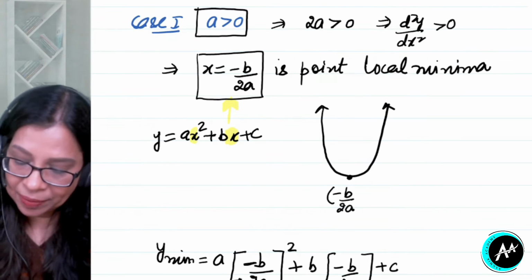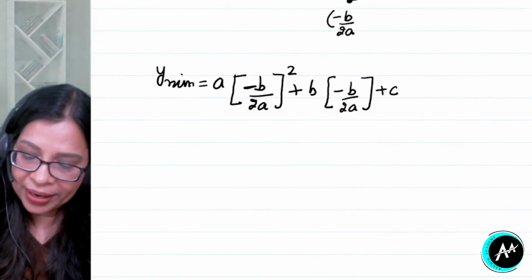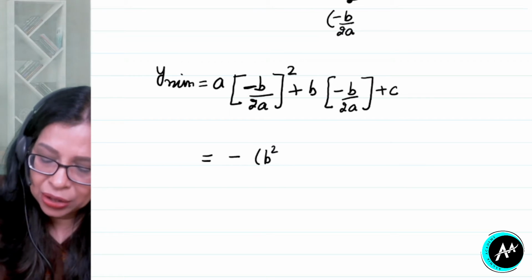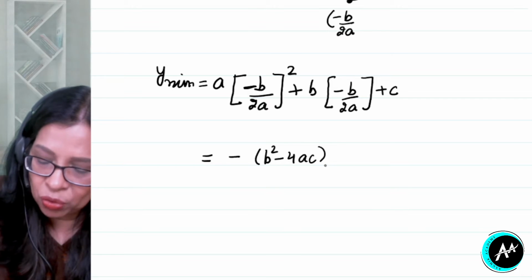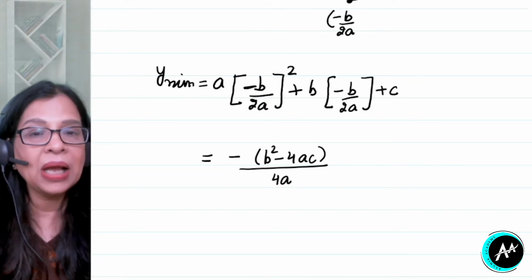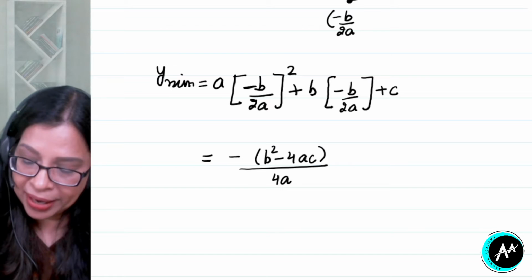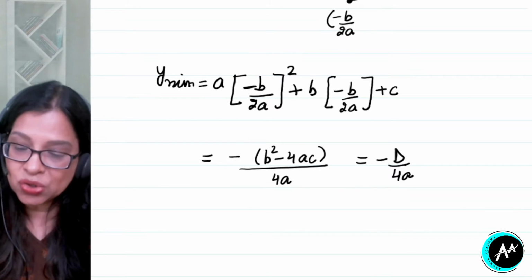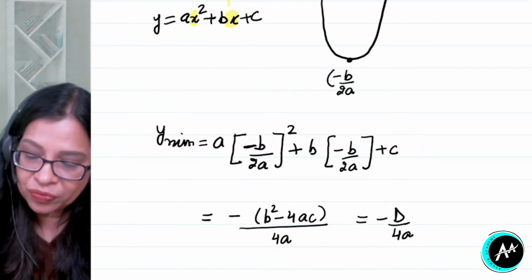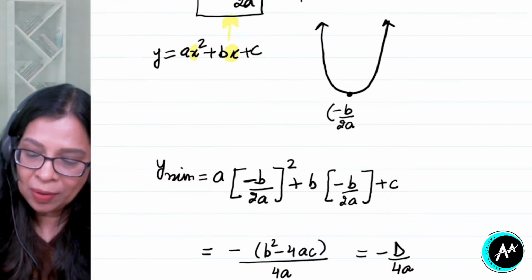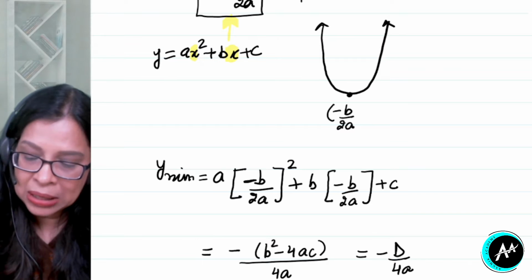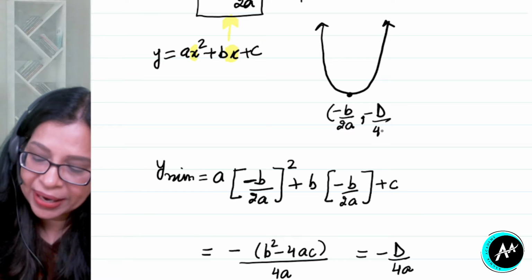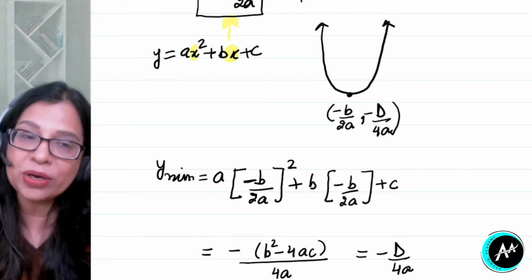Now let us see what we get. If we solve it, on simplifying, you can take the LCM and simplify. You will get minus of b square minus 4ac divided by 4a. And what was b square minus 4ac? The discriminant. So you can say the minimum value will be minus D upon 4a. So if the x coordinate of this vertex is minus b upon 2a, then the y coordinate will be minus D upon 4a. That is going to be the minimum value.